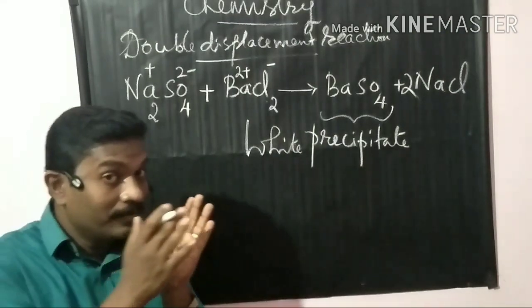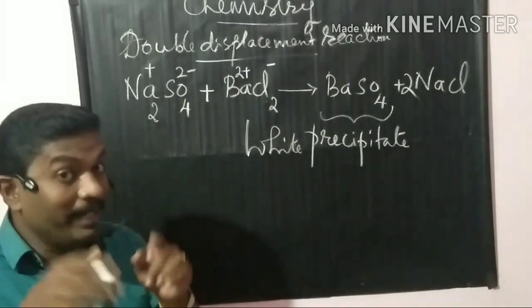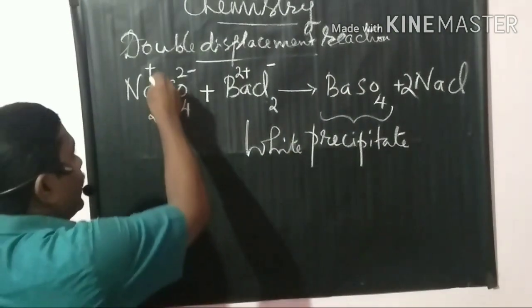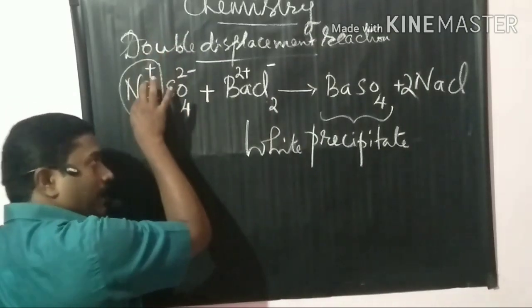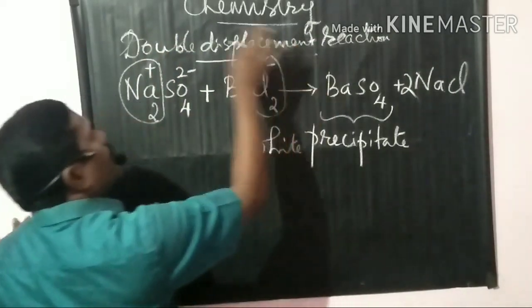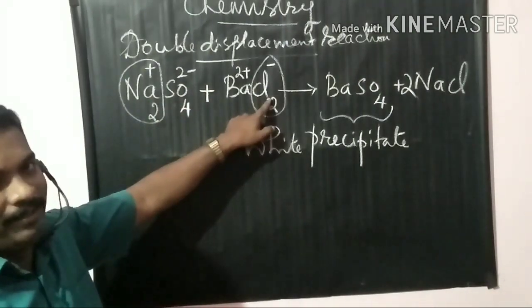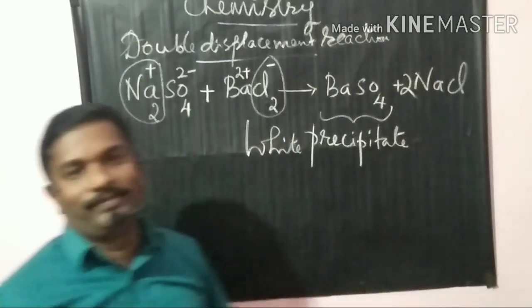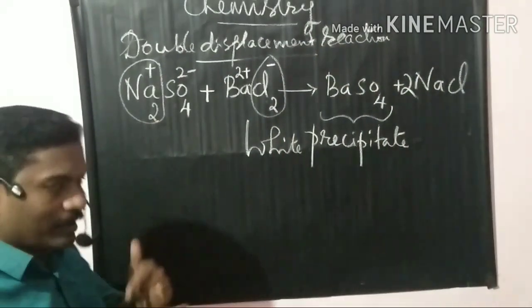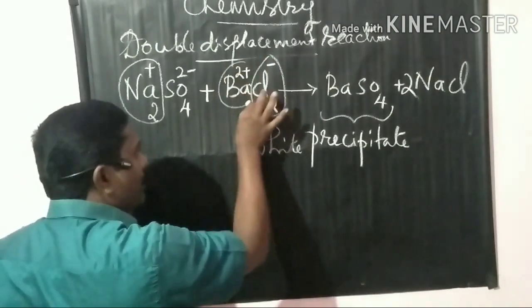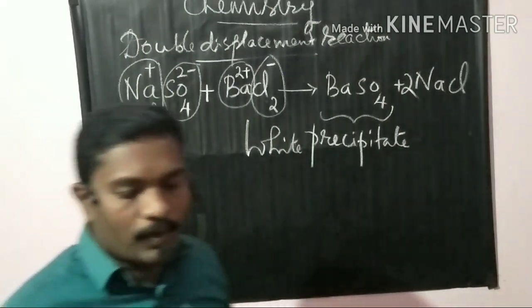So, listen clearly how the products are formed. The intermixing of the cation of this compound with the anion of this compound. Am I right? Sodium with the chlorine, we will get NaCl. Similarly, barium cation with the sulfate anion.